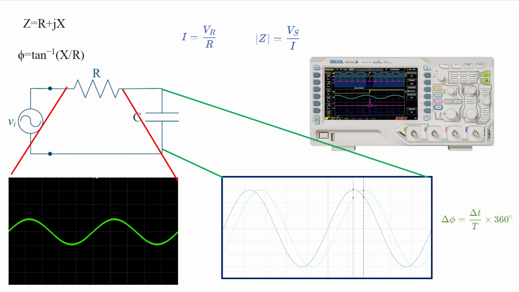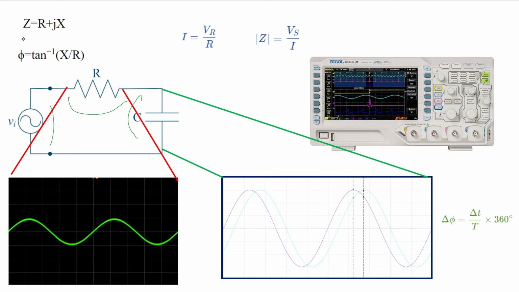Now, let's talk about the assignment that we have. In the assignment, we have an RC circuit and we want to calculate the impedance, the phase of the impedance, the voltage across the resistor, the voltage across the capacitor, and the phase shift between the voltage of the resistor and the source, and the voltage of the capacitor and the source.